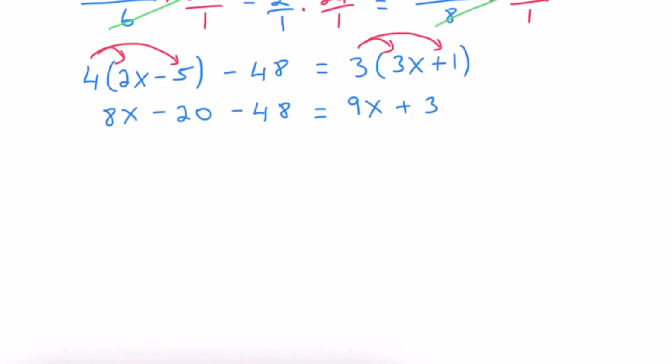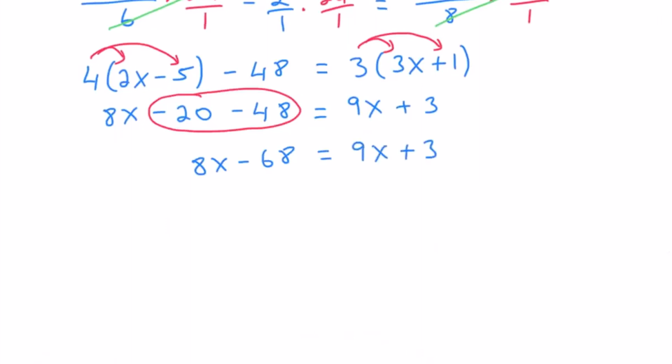On the left side, we need to combine the numbers together. So we have 8x and then negative 20 minus 48. So that is negative 68 is equal to 9x plus 3. Nothing else to simplify on either side. To get all the x to one side, let's move the 8x over, minus 8x over. So we have negative 68 is equal to x plus 3.